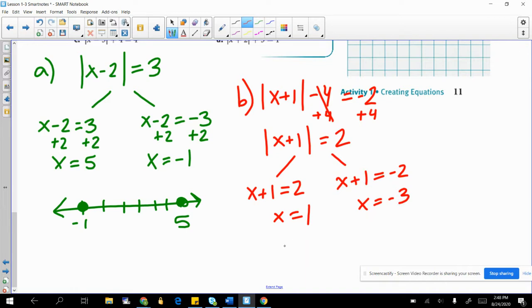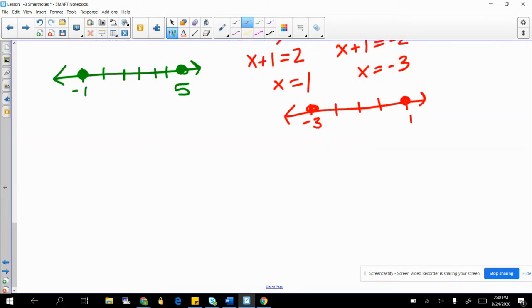And I will create my quick little number line. -3, -2, -1, 0, 1. And I will plot those points. And that's that. Okay, let's go ahead and extend this page. We need a lot of room here, and we'll move on to C.